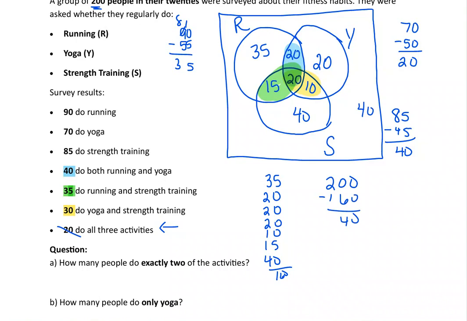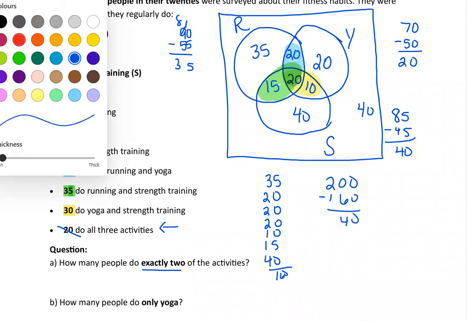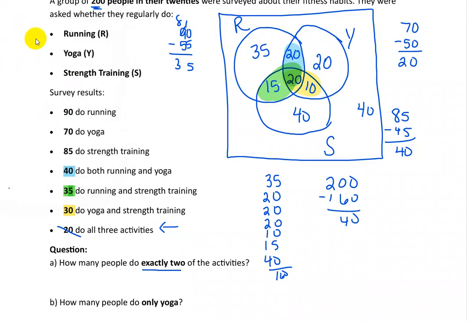Okay, so looking at our questions. How many people do exactly 2 of the activities? Well, exactly 2 would be, let me see if I can use another color here. I'll circle it in red. So exactly 2. So this 20 right here, they run and do yoga.